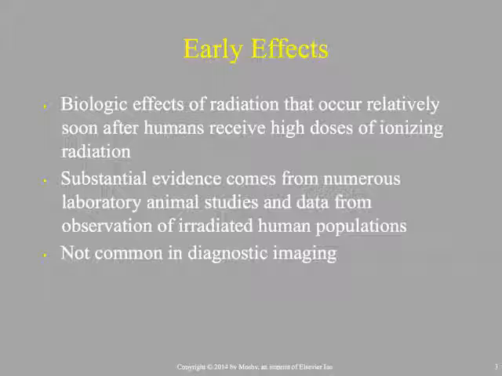So these early effects, these are the biological effects of radiation that occur soon after a human receives a high dose of ionizing radiation. So we're talking about high doses. And when I say high doses, I'm talking about stuff that we might only see in the therapeutic range, like 2 gray or more to the whole body. Not just to a selected, targeted area, like what we do in radiation therapy, but a whole body dose of 2 gray or more. That's what I mean by a high dose of radiation.